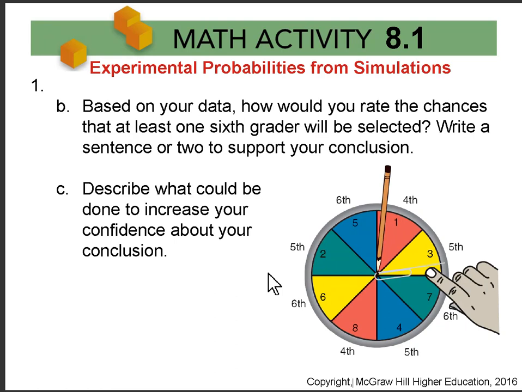Then in part B, we ask you, based on your data, now how would you rate the chances that there will be at least one sixth grader to go to lunch with the governor? And write a sentence or two to support your conclusion. And then in part C, describe what you could do to increase your confidence about your conclusion. So we're just experimenting with our thoughts on what probability it is that the sixth grader will be chosen.